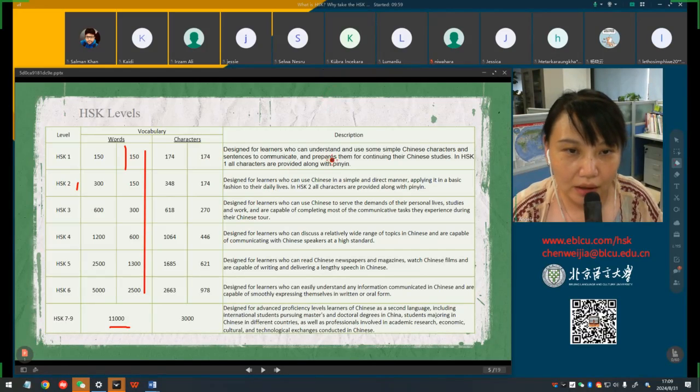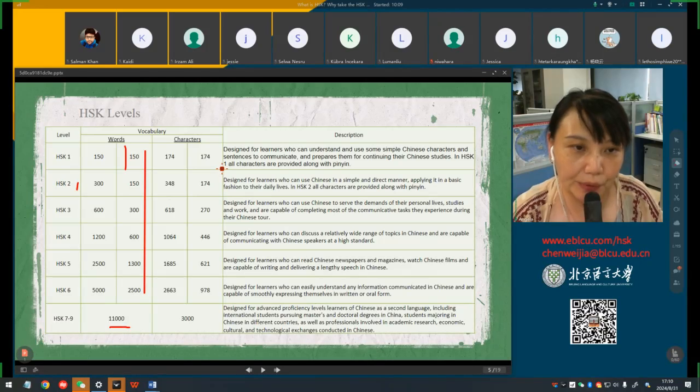Here are some details for the description of each level. HSK 1 is just the very beginning of the Chinese levels. It's designed for learners who can understand and use some simple Chinese characters and sentences to communicate, and prepares them for continuing their Chinese studies. In HSK 1, all characters are provided along with pinyin.